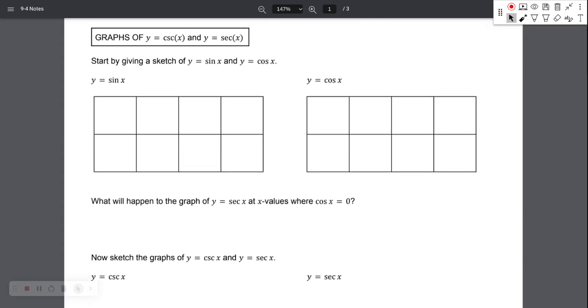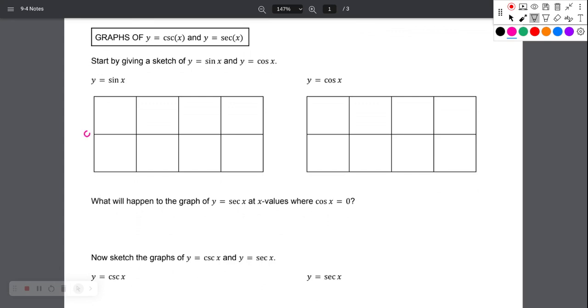So we're going to start off by figuring out what the graphs of cosecant and secant look like. Those are the reciprocals of sine and cosine. First, let's just graph the normal sine and normal cosine parent functions, and then we'll see how we can get the reciprocal graphs from these.